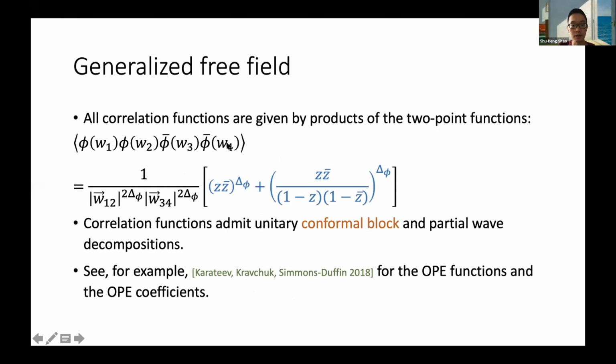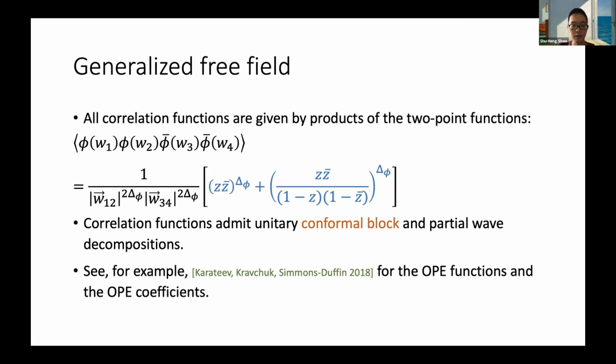All the correlation functions in these generalized free field theories are given by the products of the 2-point functions. So for example, if we consider the 4-point function of phi, it's just given by the contraction between 1 and 3, 2 and 4, plus another one, 1 and 4, 2 and 3. And this is exactly the correlation function we saw by taking the disconnected amplitudes to the conformal basis.